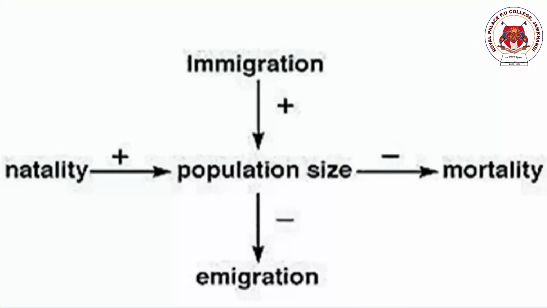So students, we have 4 points with respect to population growth. Birth rate increases the population density. Death rate decreases the population density. Immigration increases the population density, and at the same time emigration decreases the population density. So, 4 points, 4 considerations. Birth rate increases the population density, indicated by a plus sign. Death rate decreases the population density, indicated by a negative sign. Immigration increases the population density, denoted by a plus sign. Emigration decreases the population density, denoted by a minus sign.